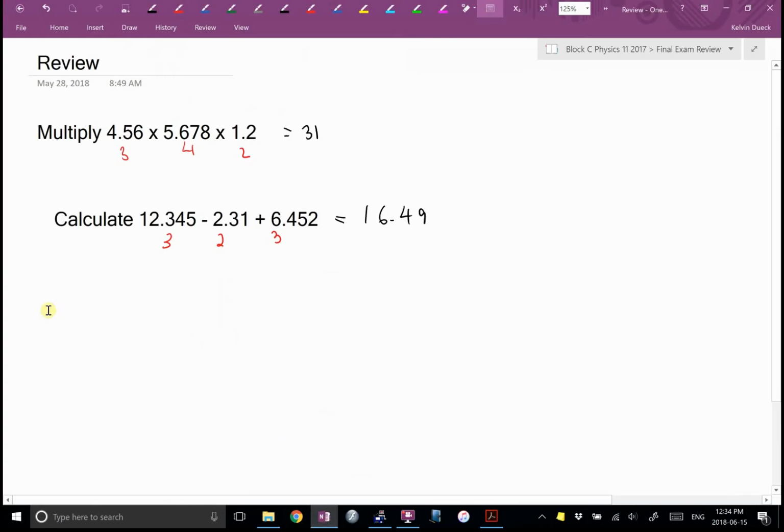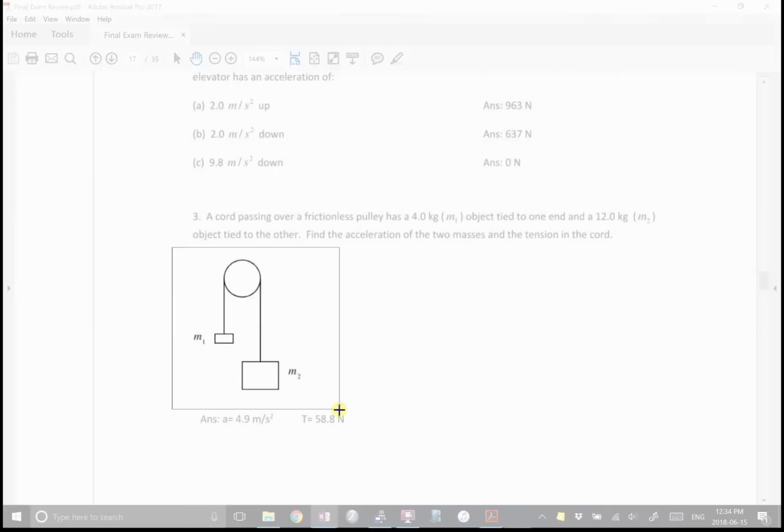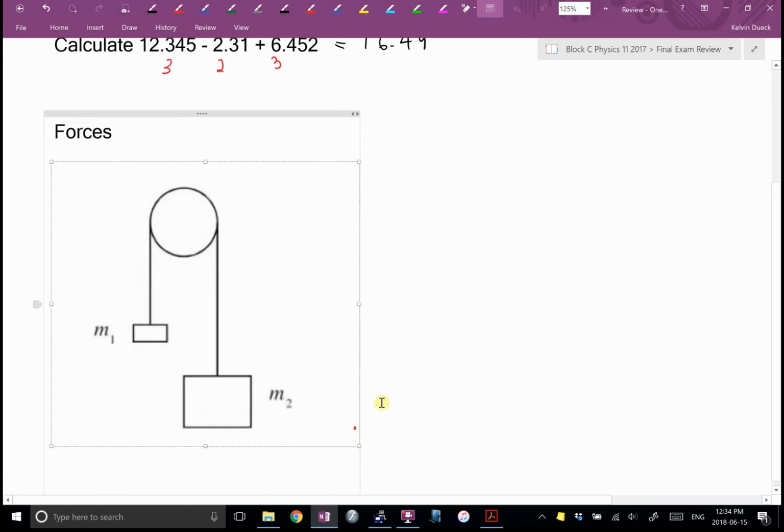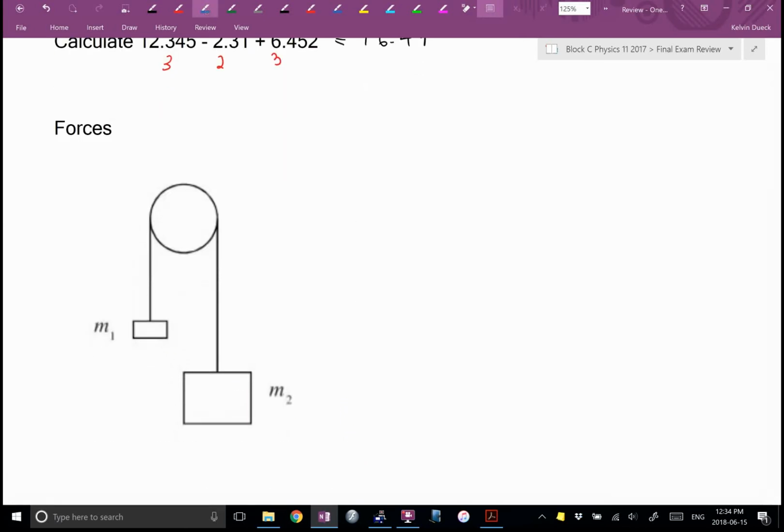So, supposing I give you something like this. One of the things we looked at was the famous Atwood machine. That was something that looked like this. If I make it a wee bit bigger. And suppose I said that M1 was 6 kilograms, and suppose I make M2 13.5 kilograms. What could I ask you? I could ask you to find the acceleration, or I could ask you to find the tension.